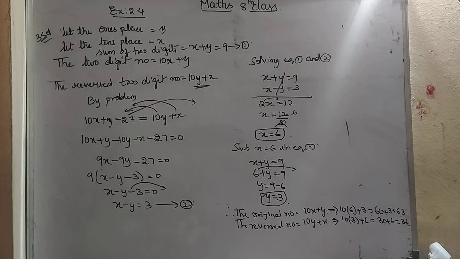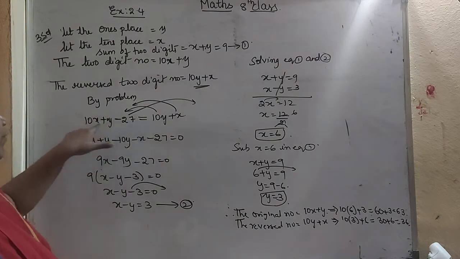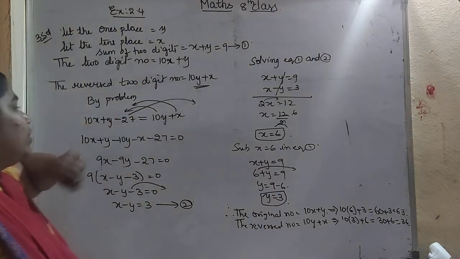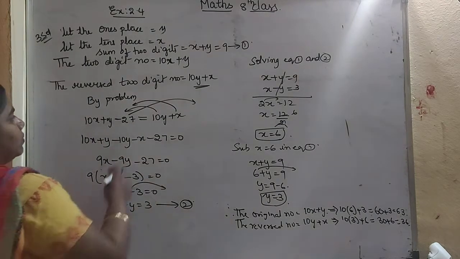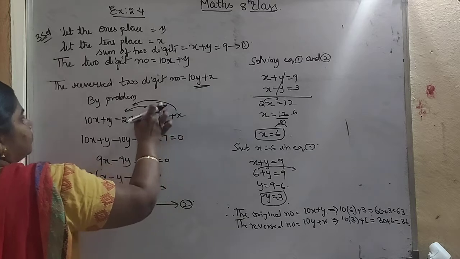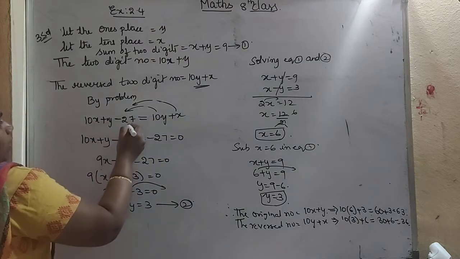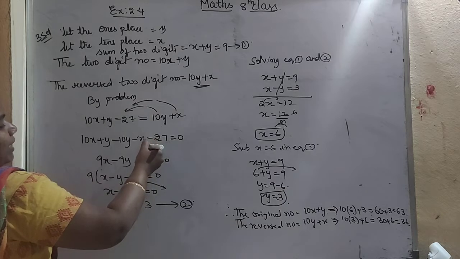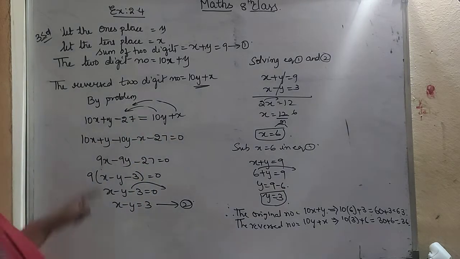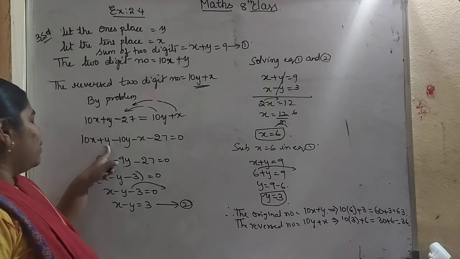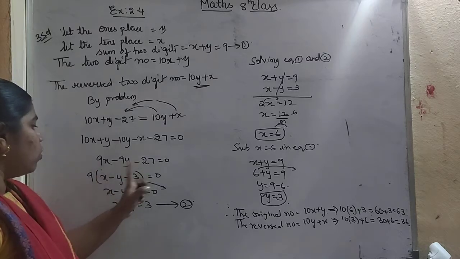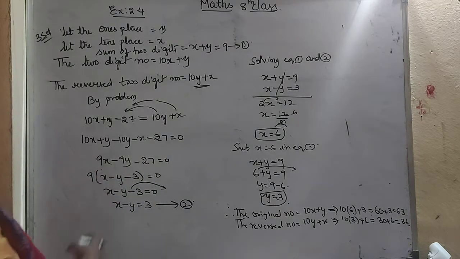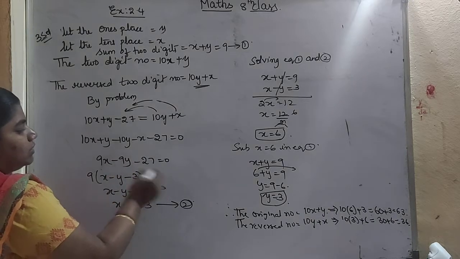So by the problem, if you subtract 27 from the original number, the result will be the reversed number. Reversed means it will be in this form. Okay, so now you transpose all the terms. 10x plus y minus 10y minus x minus 27 equals 0. So 10x minus x will be 9x, plus y minus 10y will be minus 9y, minus 27 equals 0. From all these numbers I am taking 9 as common. So if you take 9 as common, it will be x minus y minus 3 equals 0.